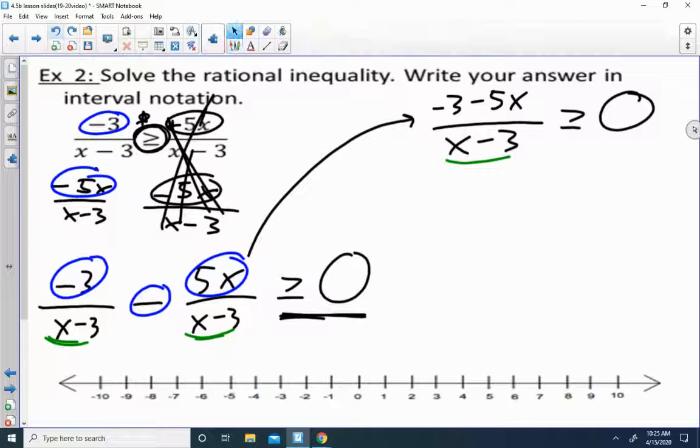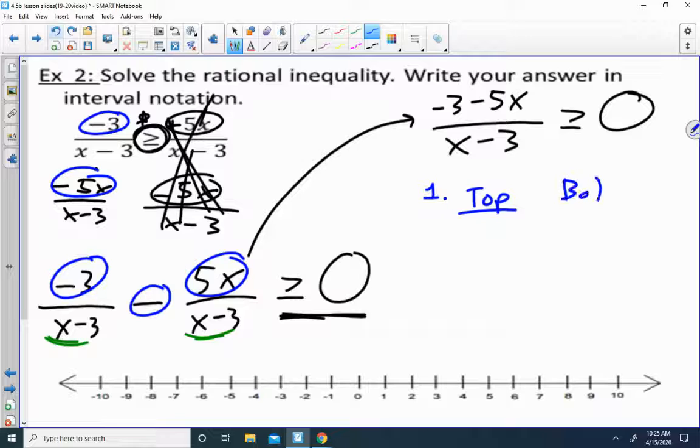All right, we now have it written like we normally have it from the previous video. And once we have it rewritten like this, we can move on to our normal steps. So first step, I'm going to set the top and the bottom equal to 0 and go from there. So let's do it.